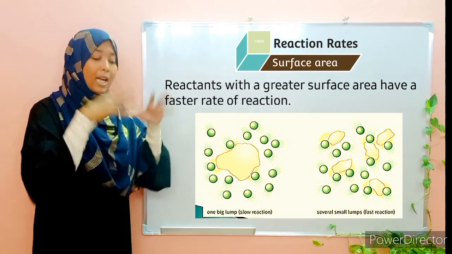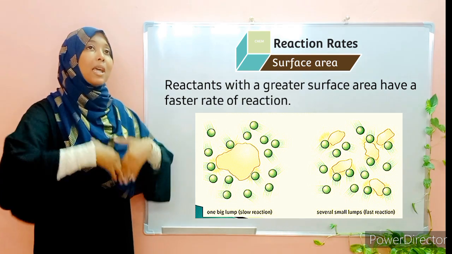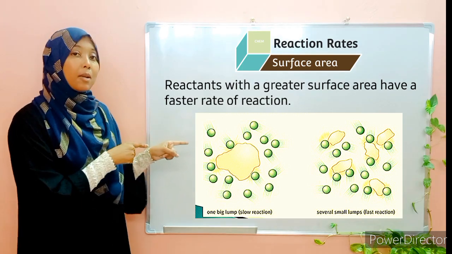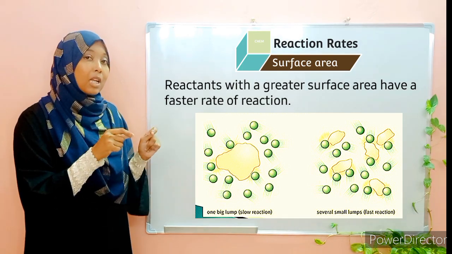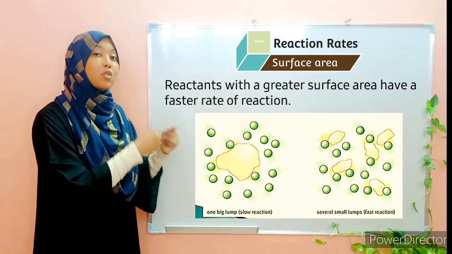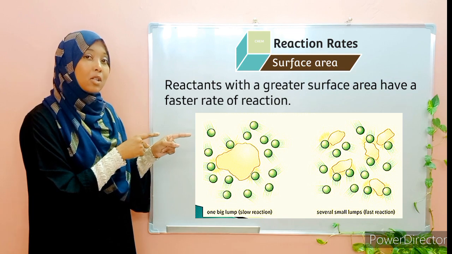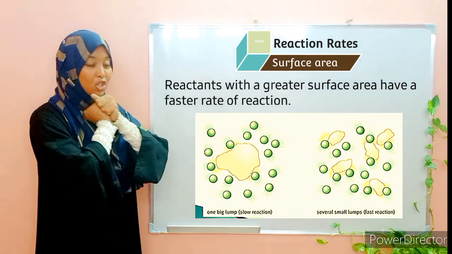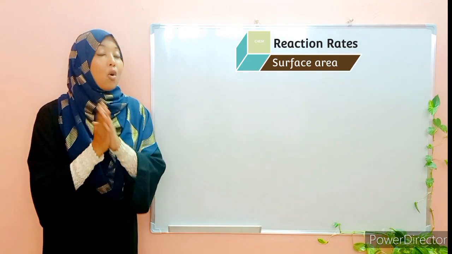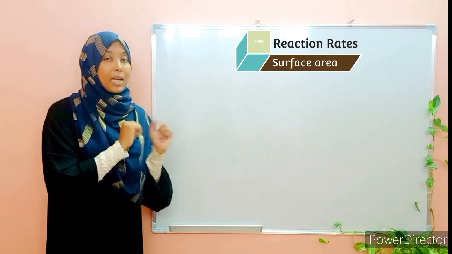Now if you were to take this solid, break it down into smaller particles, you will be exposing more of the surface area, more area of the reactant coming into contact with the particles. So this will in turn speed up the rate of the reaction by increasing chances of the reacting particles having effective collisions. Now, for this factor, we are going to discuss two examples related to it.